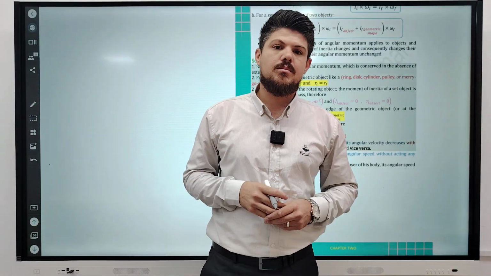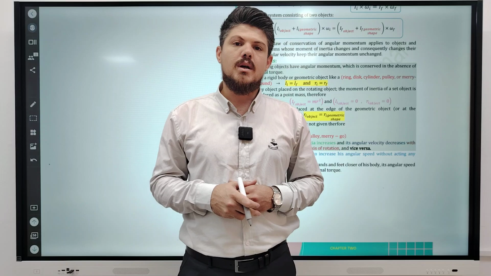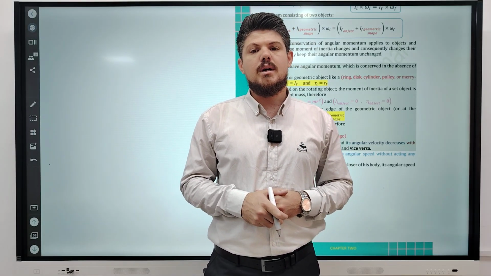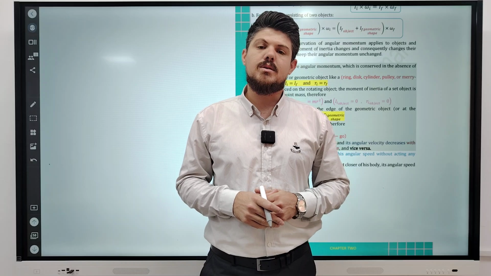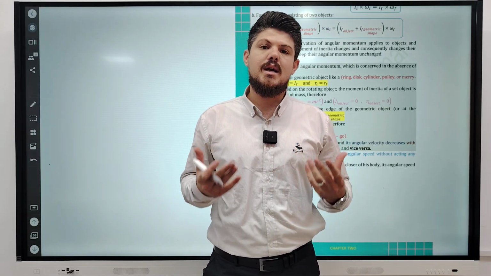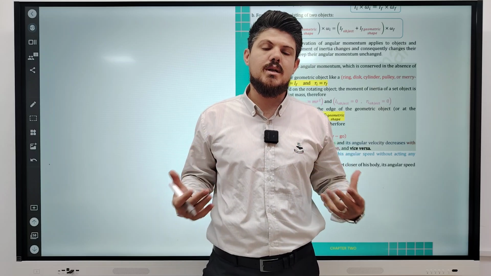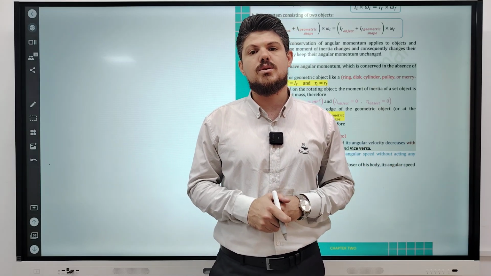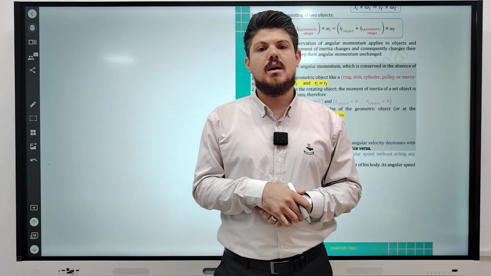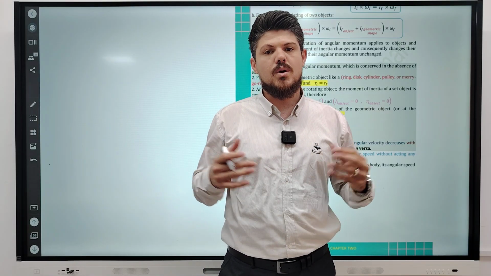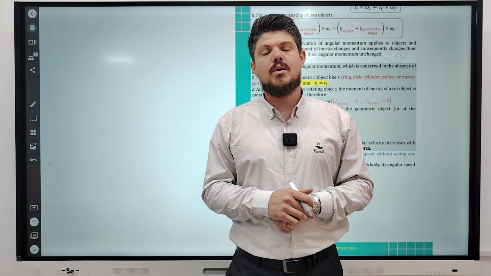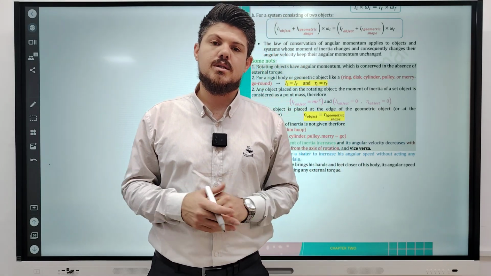For a non-rigid body, such as the ice skater, when the net torque acting on the ice skater is zero, in that case the angular momentum is conserved. So the ice skater can change its angular speed. It can increase and decrease its angular speed by extending and closing the hands and feet toward or away from the body. In that case, the angular speed changes and also the moment of inertia changes.